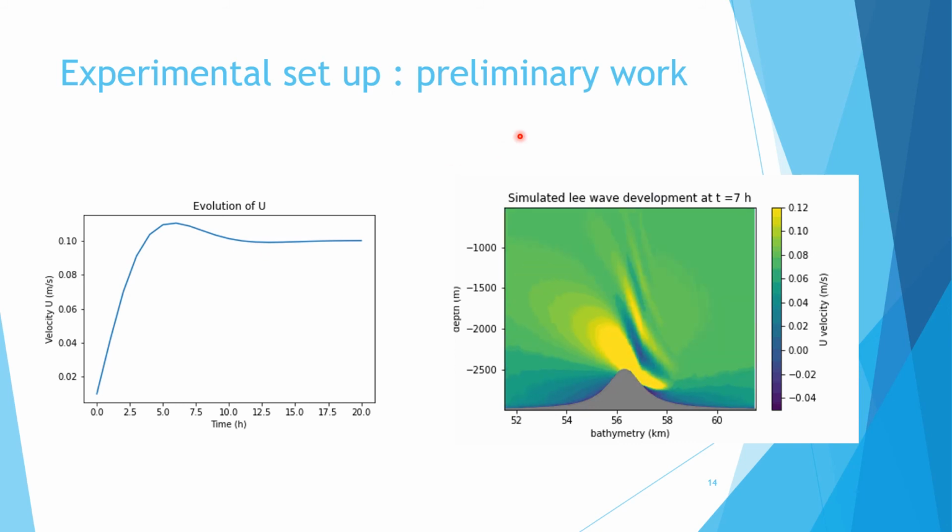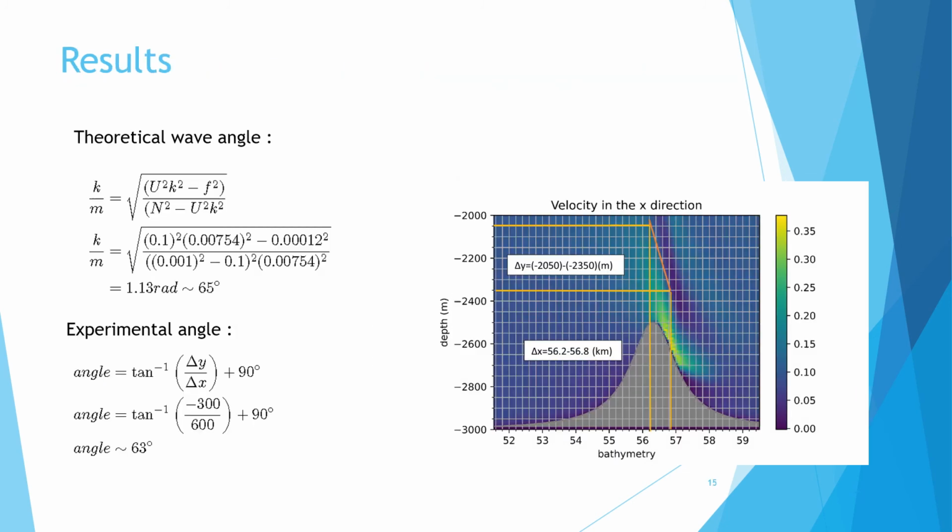Last thing that I want to point out is this little animation here. We can see as the time and the flow develops that the Lee wave is propagating upward as those little stripes are going up. So we can see that the model is producing the result that we are expecting.